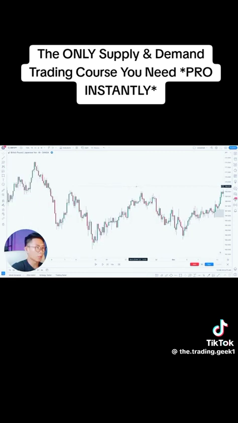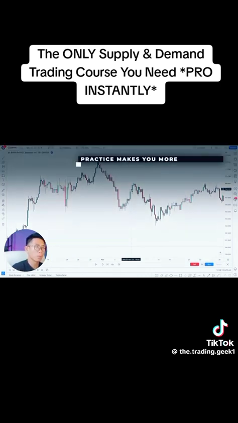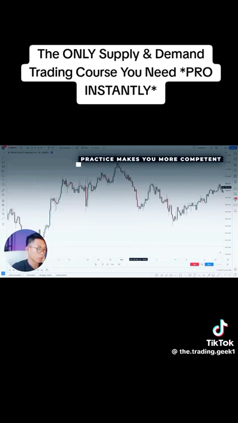So this is how you can just keep on doing this, right? This is how you actually practice drawing your supply and demand zones. Because remember, practice will make you more competent. So you need to keep on practicing and practicing so that eventually you will get good.